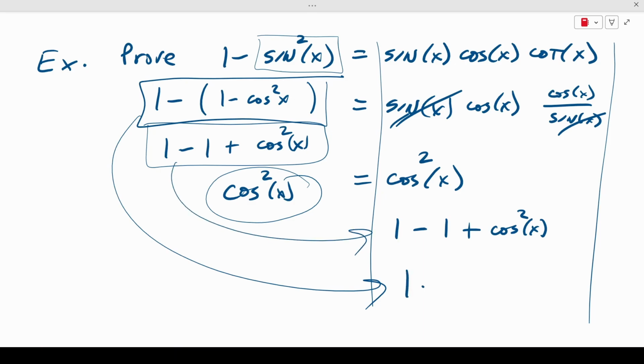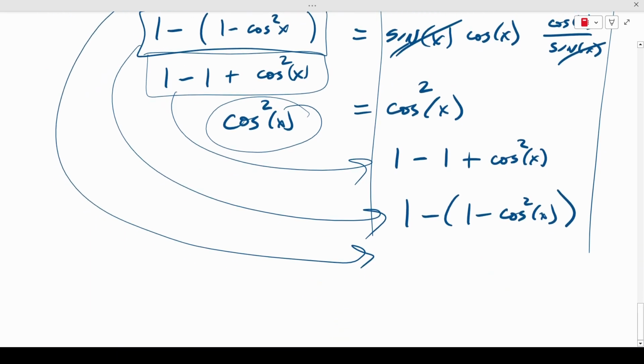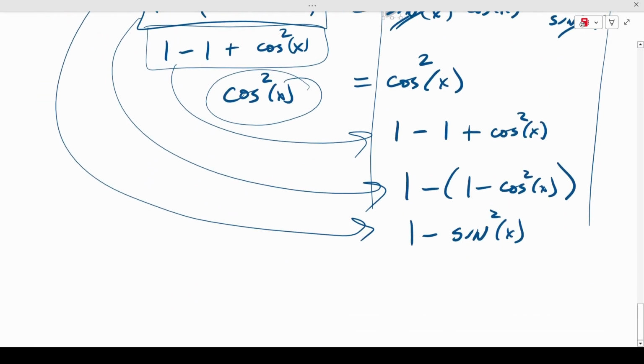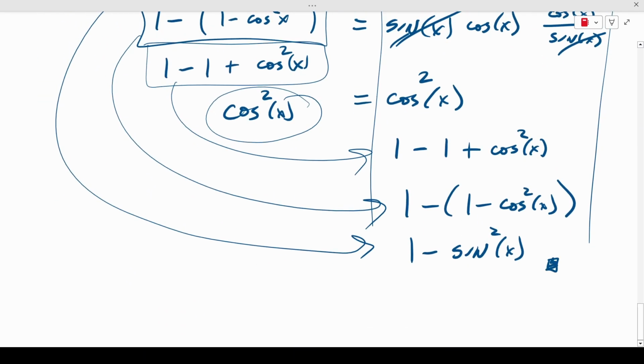So now I have 1 minus bracket 1 minus cosine of x squared. And then I take the next one above it, in this case now this is going to be the final one, and I put it there. 1 minus sine of x squared. That's what I wanted to prove. I have done it. So I can put my little square.